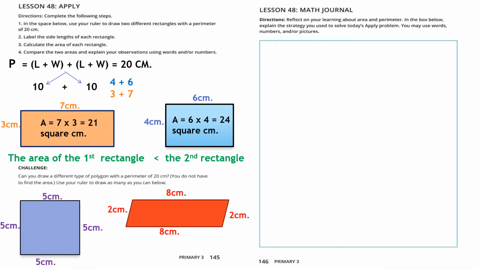Also, 2 plus 8 plus 2 plus 8. It can be here also. It can be in the first problem. We said that length plus width plus length plus width equals 20. So each length plus width equals 10. We said 4 plus 6 and 3 plus 7. Here in the parallelogram, we also can say 2 plus 8, so 2 plus 8 plus 2 plus 8.